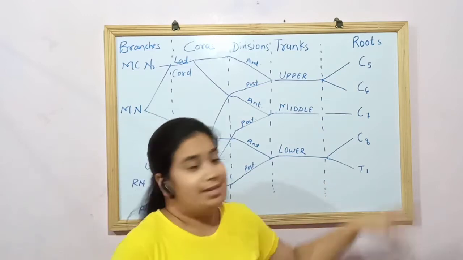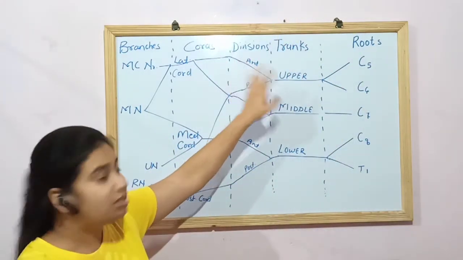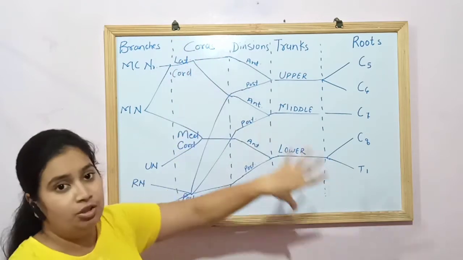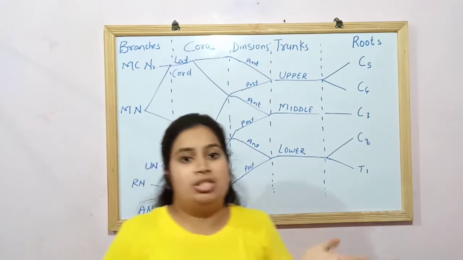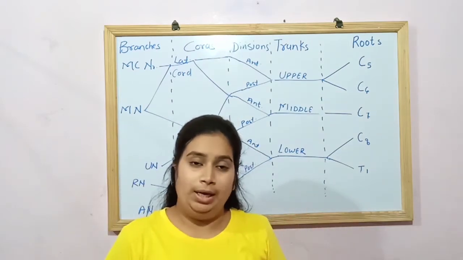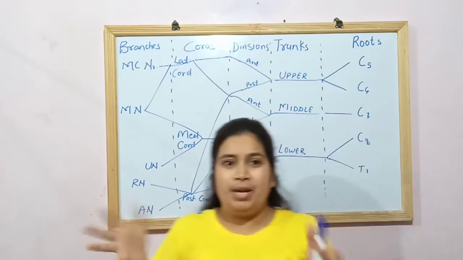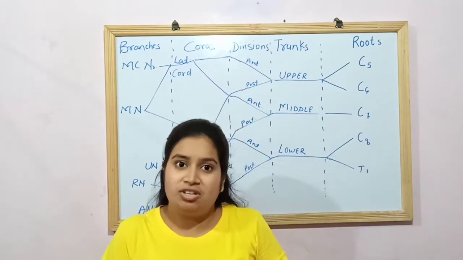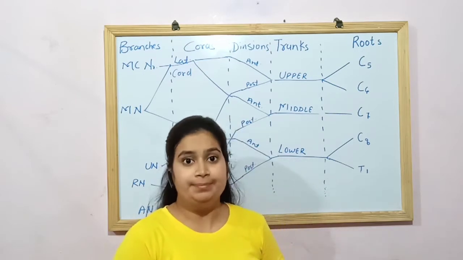In the brachial plexus, roots give rise to trunks, trunks give rise to divisions, divisions give rise to cords, and further cords give rise to branches, which supply motor and sensory innervation to the upper limb. Other than these 5 terminal branches, there are some pre-terminal and collateral branches in between as well. I will explain them to you one by one.